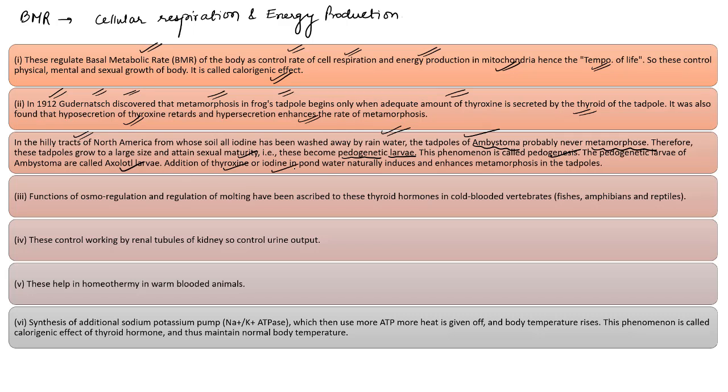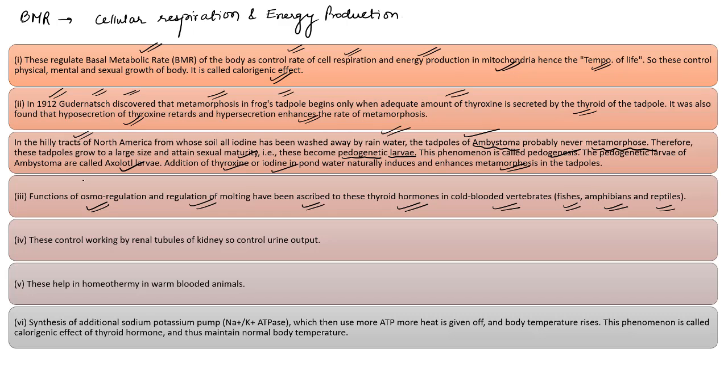Addition of thyroxine or iodine in pond water naturally induces and enhances metamorphosis of the tadpoles. Functions of osmoregulation and regulation of molting have been ascribed to these thyroid hormones, especially in cold-blooded vertebrates like fishes, amphibians, and reptiles. So another function of thyroxine is that it helps in osmoregulation and in the regulation of molting.